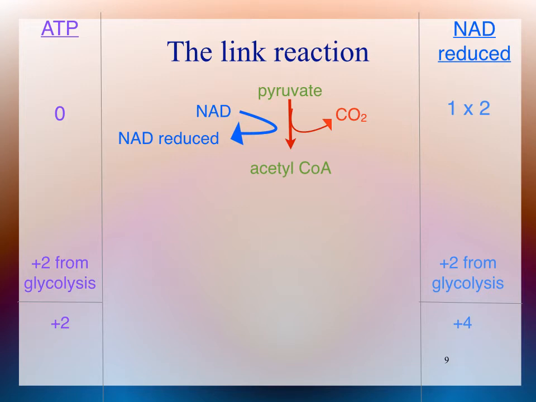Remember that for every glucose molecule, you have 2 pyruvate molecules being formed. So 2 pyruvate molecules will be coming into this reaction, so we times it by 2. So overall, after the link reaction and the glycolysis reaction, you've got 2 ATP being formed and 4 reduced NAD. So keep this in mind because you need to keep tallying as we go along.